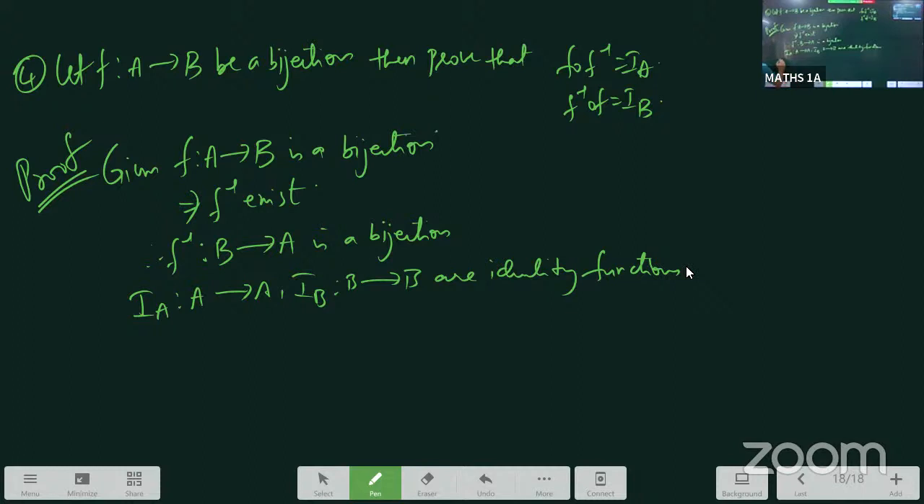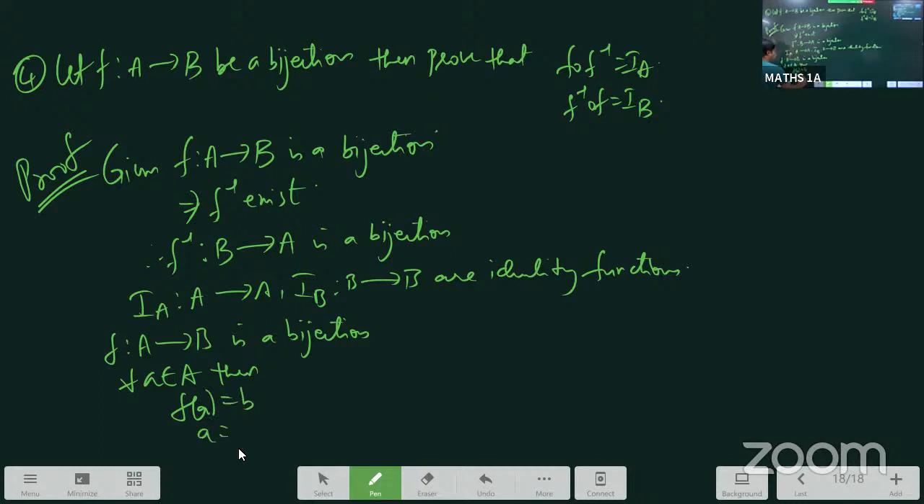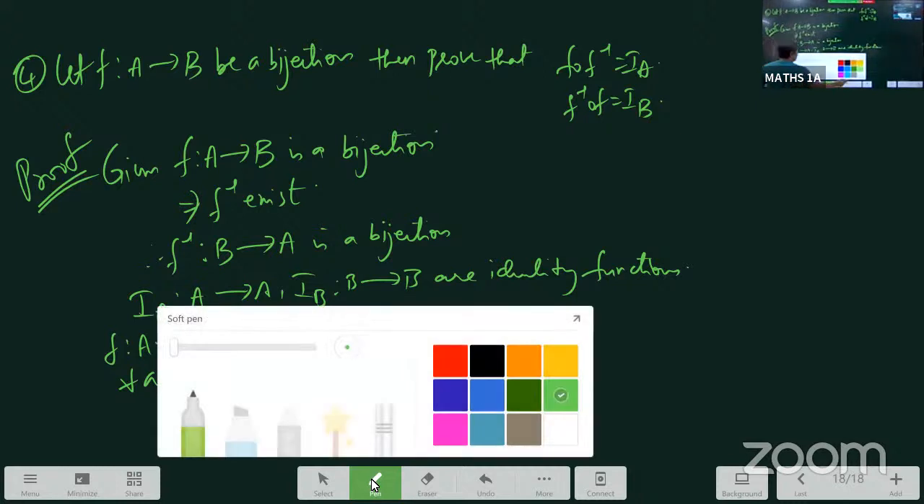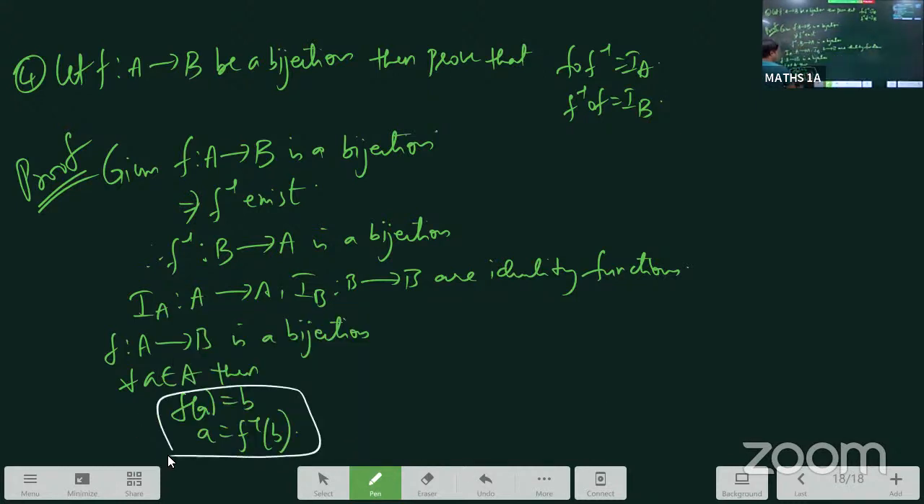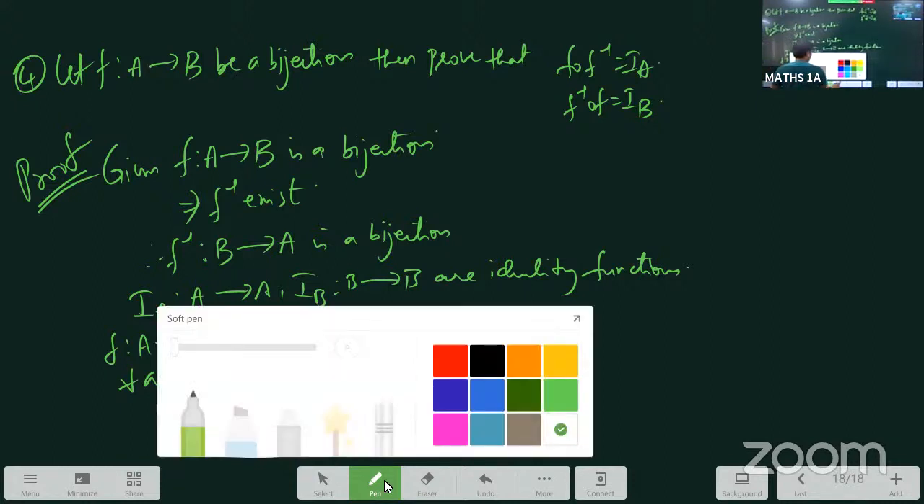Now, F is a mapping from A to B and is a bijection. Let us define this and keep it aside. For every a belongs to A, if F of a is equal to b, then a equals F inverse of b. Keep this part here because we are going to use it. Is it clear? Right. Now let us go to the next page.